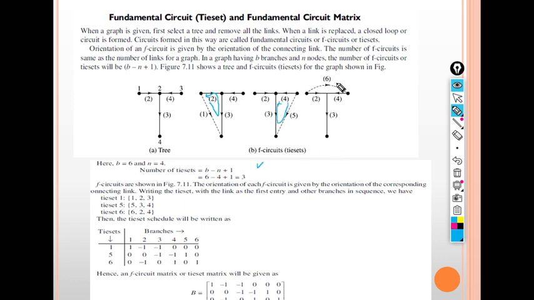Next I am taking 6, so this is the link direction, right? So 6 is +1. Now 4 is in the same direction as this link direction, so it's +1, but 2 is opposite, so this is -1. So this is our tie set matrix. Now if we take another tree, you can make your own tie set matrix based on your twigs and link direction.